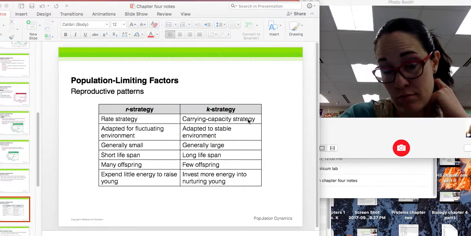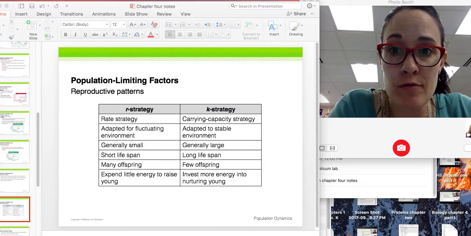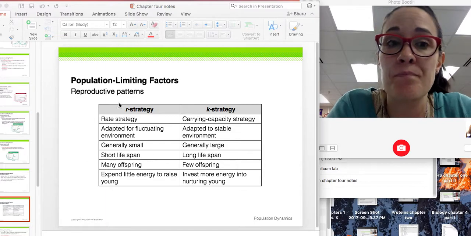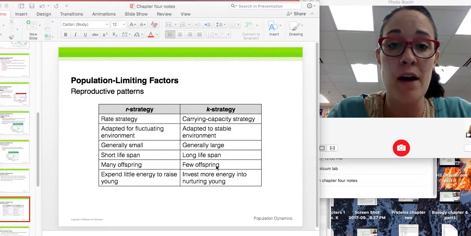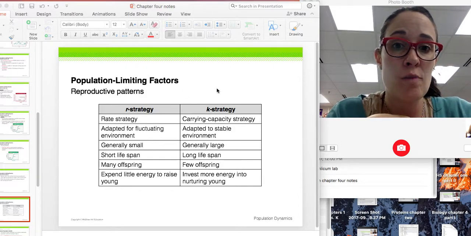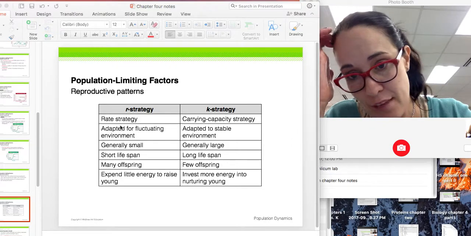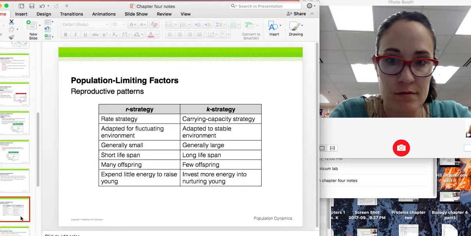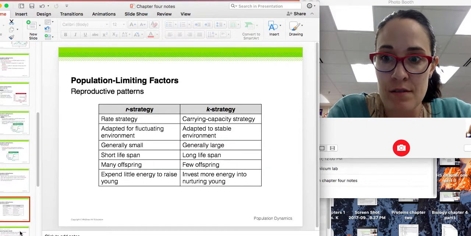Biology, chapter 4 notes, part 2. We left off talking about reproductive patterns, how individuals in a population, or a population, either is an R strategy reproductive pattern, or a K strategy. Humans and other mammals are K strategy. Small insects, fish, things like that are R strategy. All right.